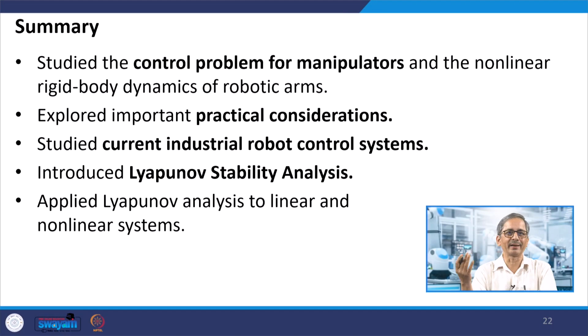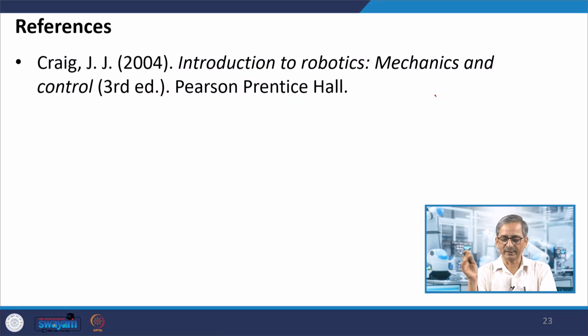So to summarize, in this lecture we studied the control problem for manipulators and the nonlinear rigid body dynamics of the robotic arm. We explored important practical considerations, studied the current industrial robot control systems, introduced Lyapunov stability analysis and applied Lyapunov analysis to linear and nonlinear systems. So for further reading, you can refer to J.J. Craig, Introduction to Robotics, Mechanics and Control.